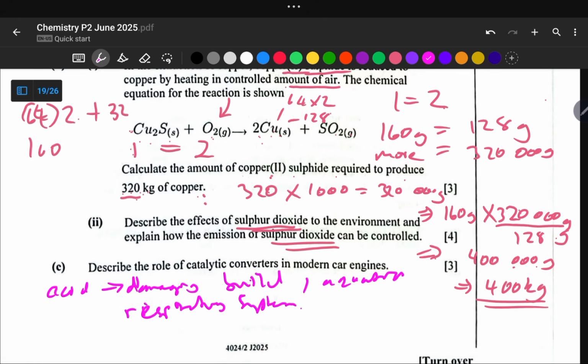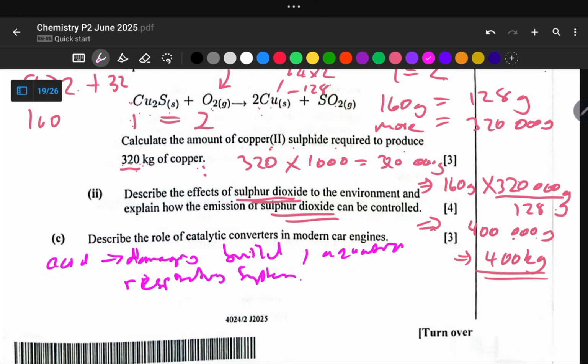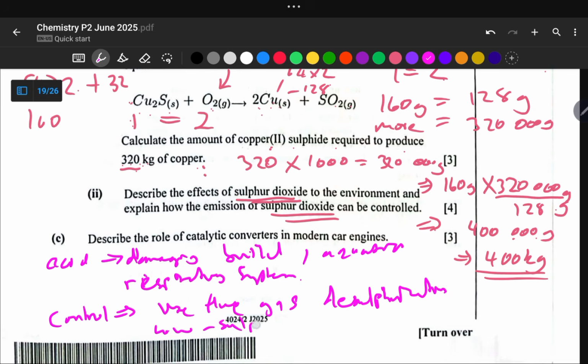And then to control it, we can use flue gas desulfurization, or we can use low sulfur fuels, or we can use catalytic converters. So you should understand how the catalytic converters function.